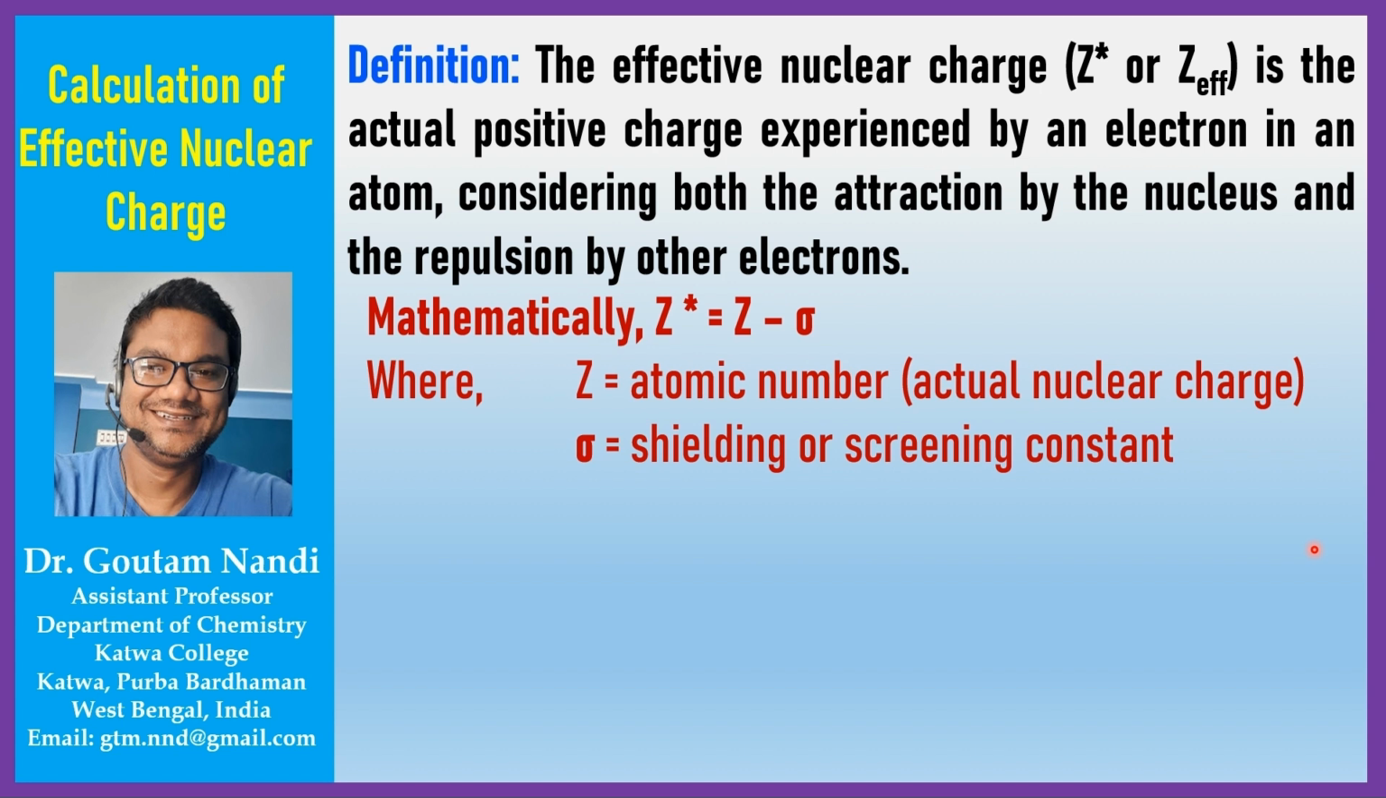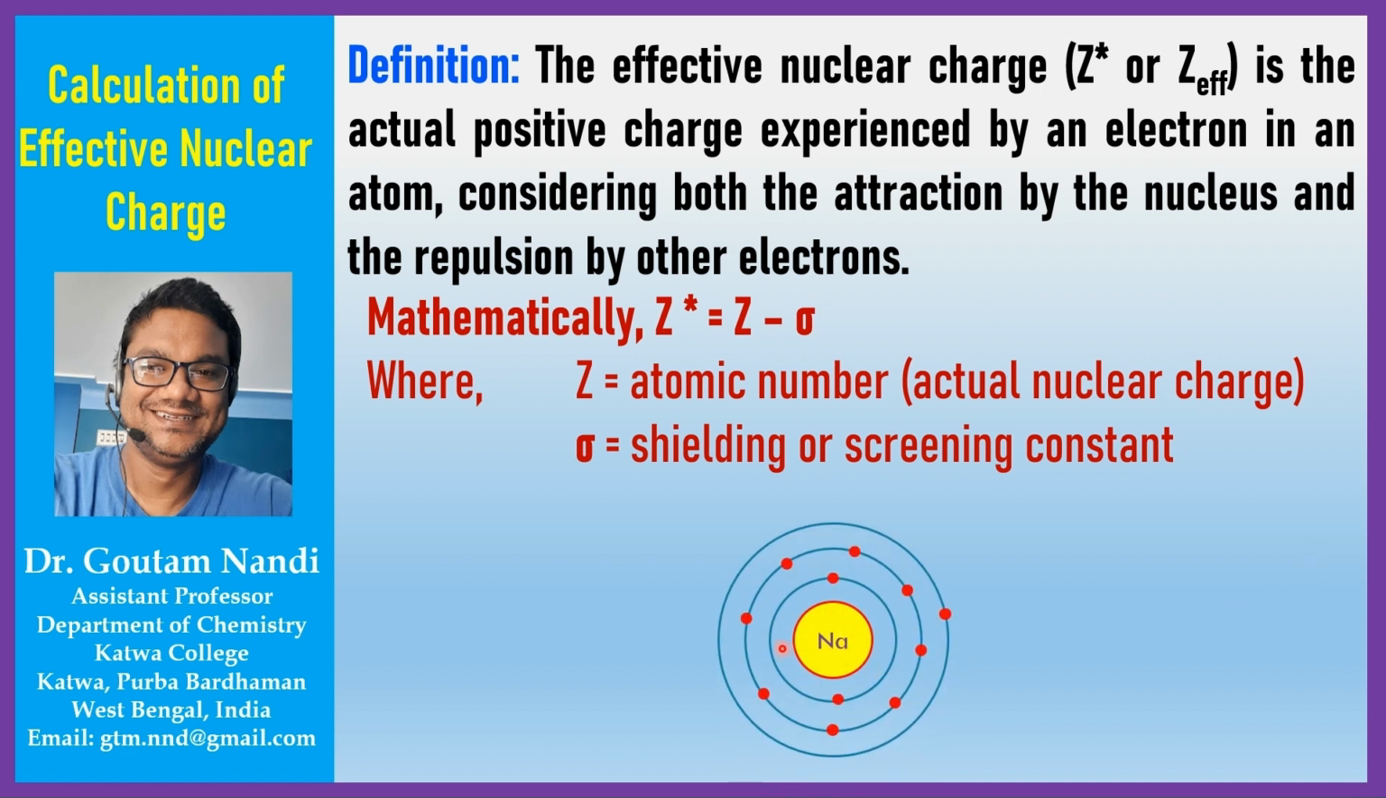This definition or the mathematical expression we can easily understand if we consider one example. Suppose in sodium, there are 11 protons in the nucleus and there are 11 electrons distributed in 3 orbits, as sodium has the electronic configuration 1s2, 2s2, 2p6, 3s1. So there will be 2 electrons in the first orbit, 8 electrons in the second orbit and 1 electron in the third orbit.